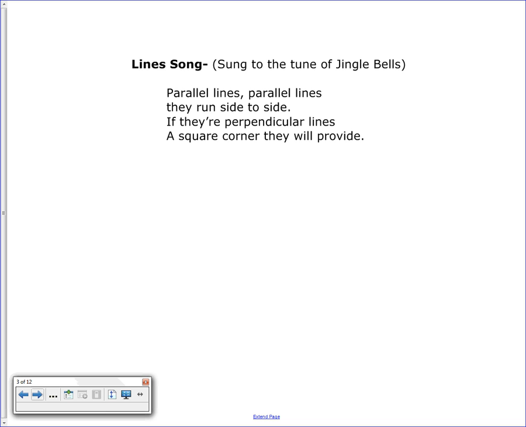Alright, so there's a little song that goes with for lines to help you remember. It's to the tune of Jingle Bells. Parallel lines, they run side to side. If they are perpendicular lines, a square corner they will provide.